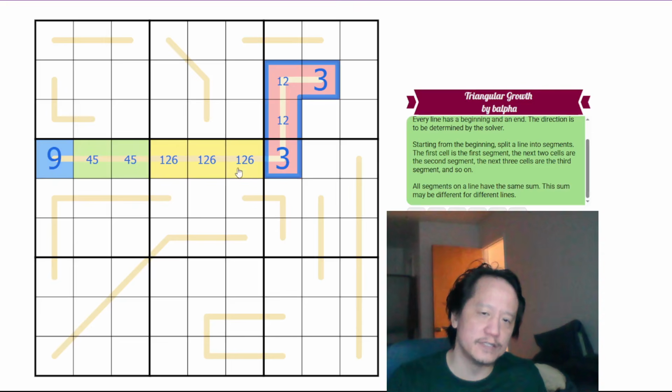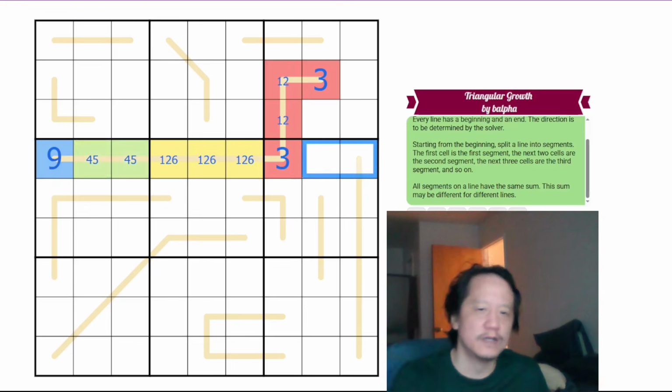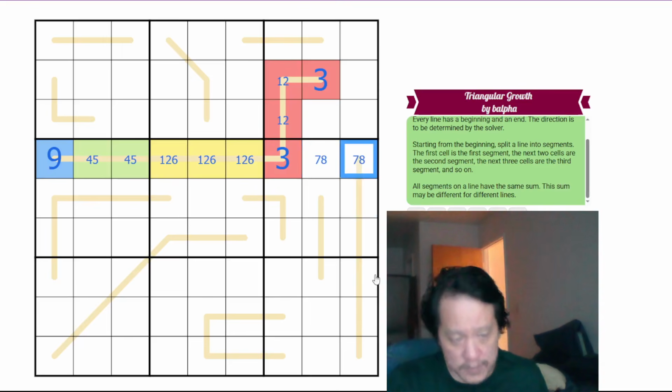And so that's 4 digits here, adding up to 9. Sorry, I said 9 digits. 1, 2, and 3 plus 3 is 9. 1, 2, and 6 is 9. 4 and 5 is 9. And the remaining digits in this row are 7 or 8.